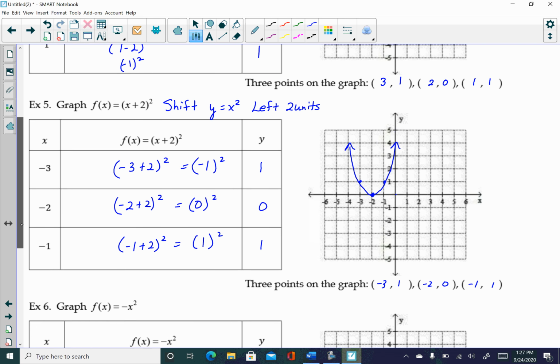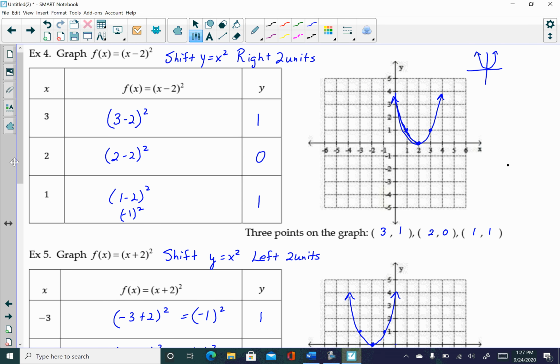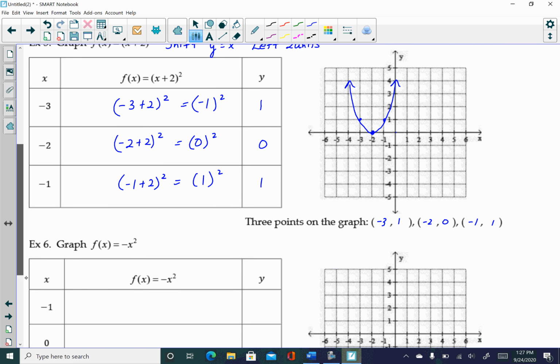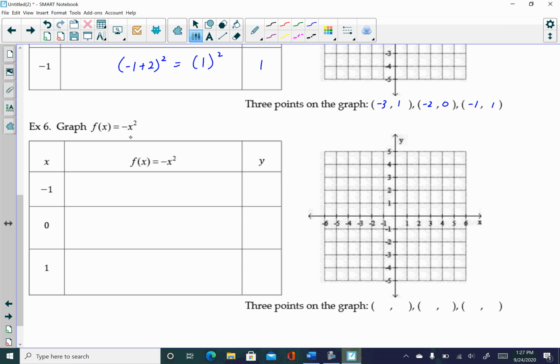So again, just to summarize, whenever you are inside parentheses, those are horizontal movements, meaning you're moving left and right. Horizontal movements are opposite of what you think, okay? So if it's minus, then you actually go right. If it's positive, you actually go left, all right? When you see a negative associated with your function, that's always in reference to a reflection.